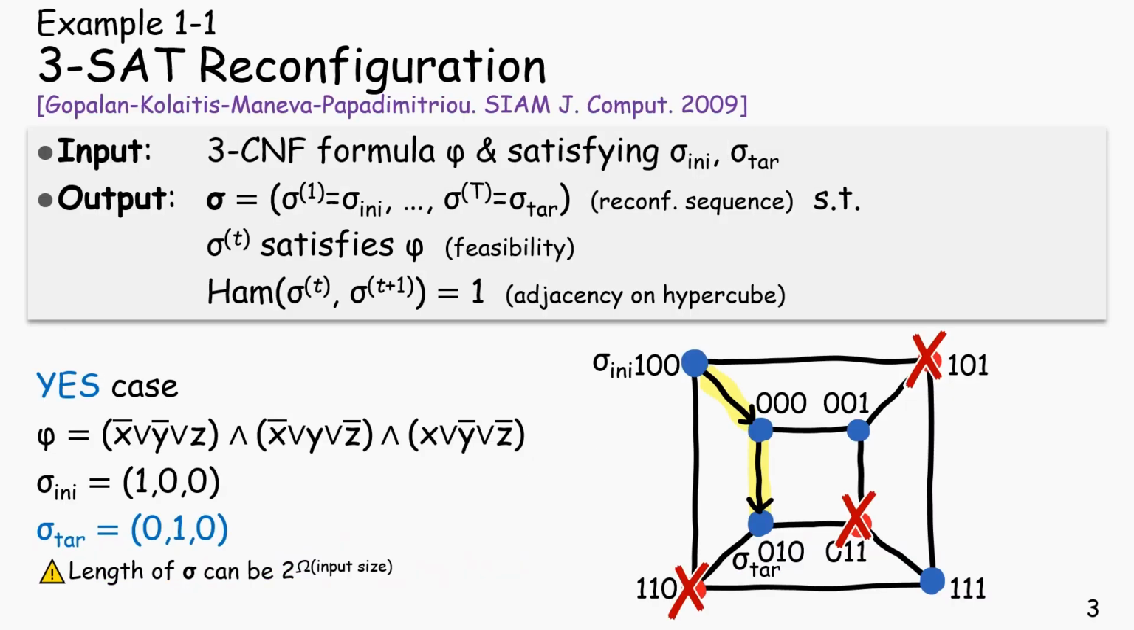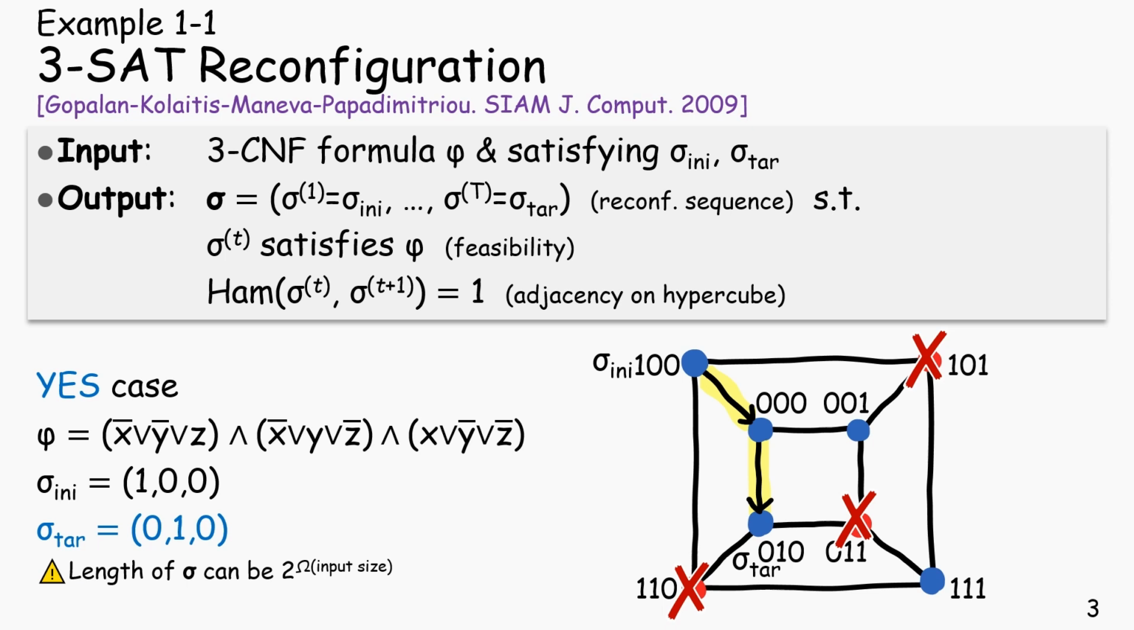3-SAT reconfiguration is a canonical reconfiguration problem which is PSPACE-complete. In 3-SAT reconfiguration, we are given a 3CNF formula phi and its two satisfying assignments, initial sigma and target sigma. Then we would like to find a reconfiguration sequence of satisfying assignments from initial sigma to target sigma. Our reconfiguration sequence is any sequence such that every two adjacent assignments differ in at most one variable.